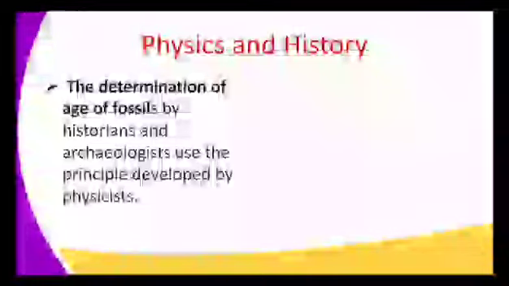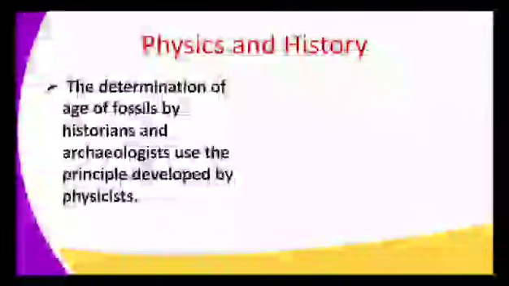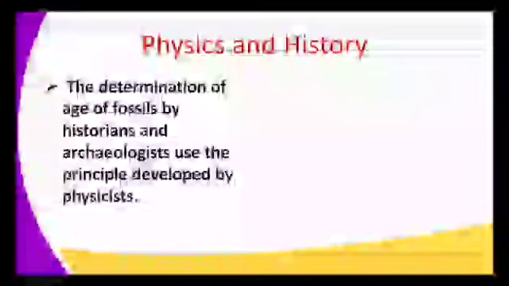Then we have physics and history. Now, the determination of age of fossils by historians and archaeologists uses the principles developed by physicists. So if you want to determine the age of a fossil, how do you determine it? You can't count physically, but you do what we call carbon dating.